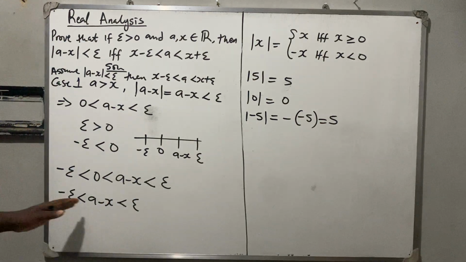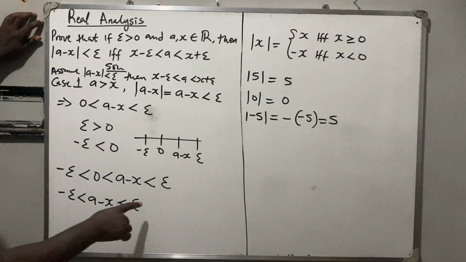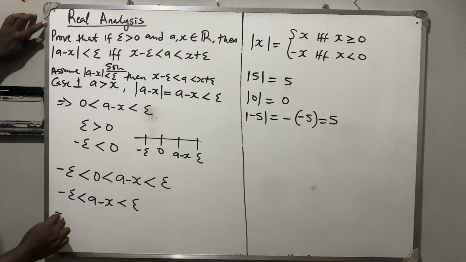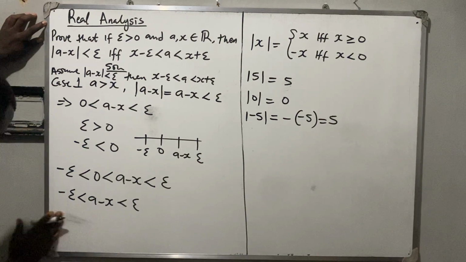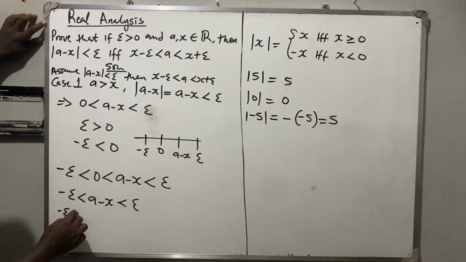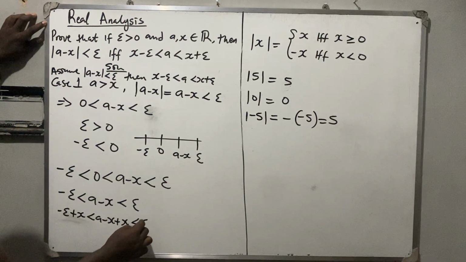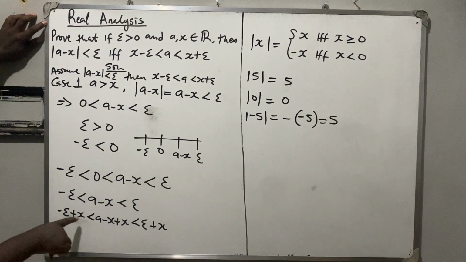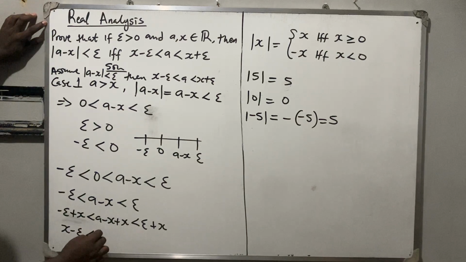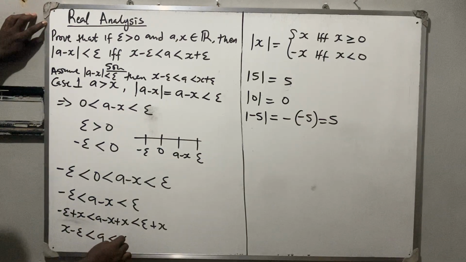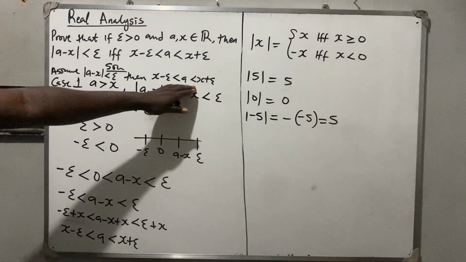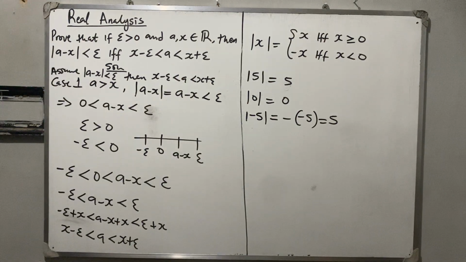Now let us add x to all the sides. If I add x, I'm going to have that x minus epsilon, or let me write it the way you understand first. I'll have that minus epsilon plus x is less than a minus x plus x, which is less than what? Epsilon plus x. So if you have this, you rewrite this to be x minus epsilon is less than this, and this is gone, a, which is less than what? X plus epsilon. That is exactly what we have here. So the first condition, we have satisfied the first case.